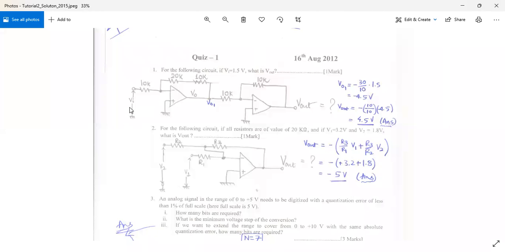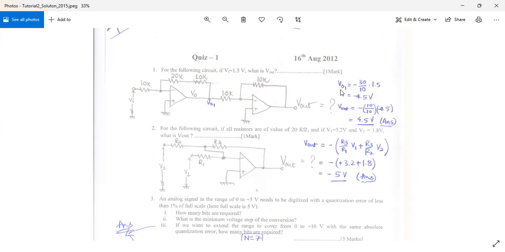So we are supplying 1.5 volt. The gain of this particular inverting amplifier will be 20 plus 10, 30 kilo ohms, divided by 10 kilo ohms. And since it's an inverting amplifier, it will be negative 30 divided by 10, which is equivalent to -3. So the gain of this amplifier is -3, multiplied by our input voltage, 1.5. So I'm going to get an output voltage at this particular point, which has been inverted and amplified, equivalent to minus 4.5 volt.